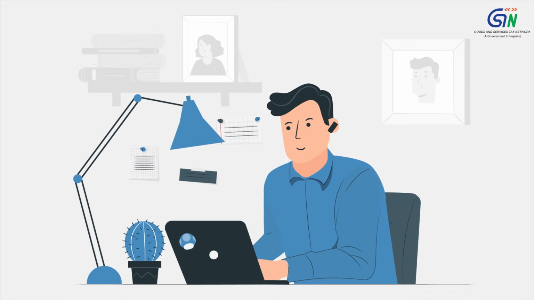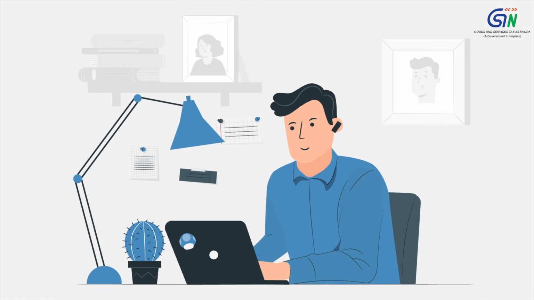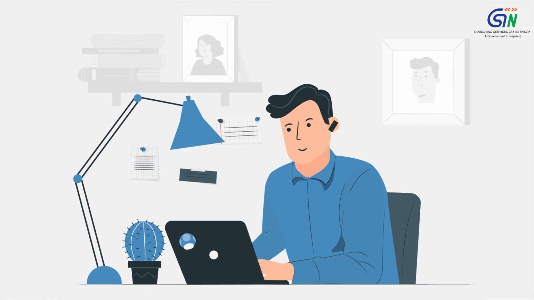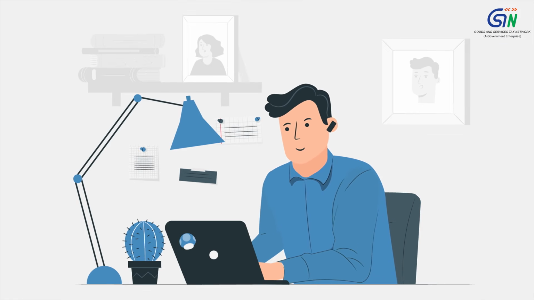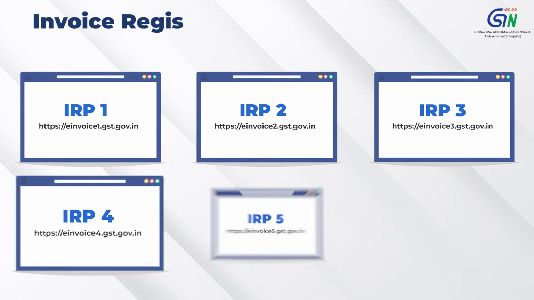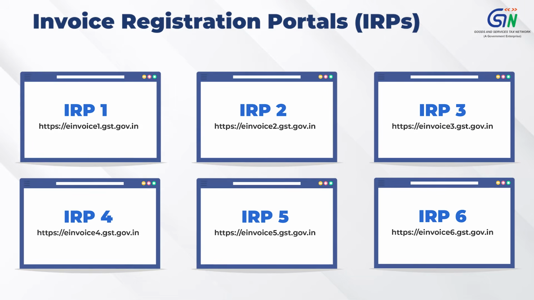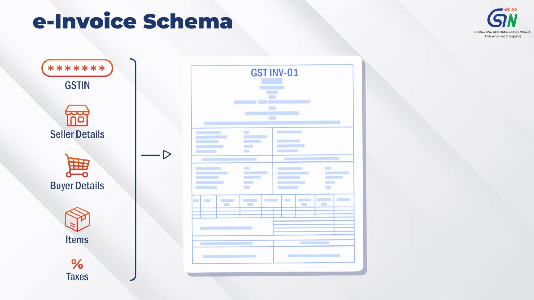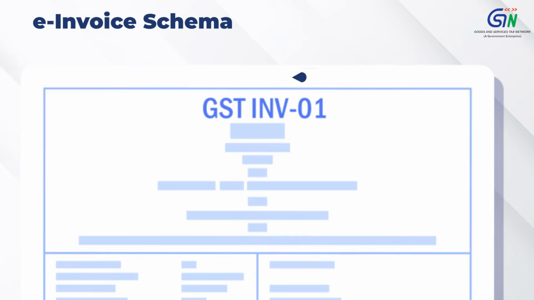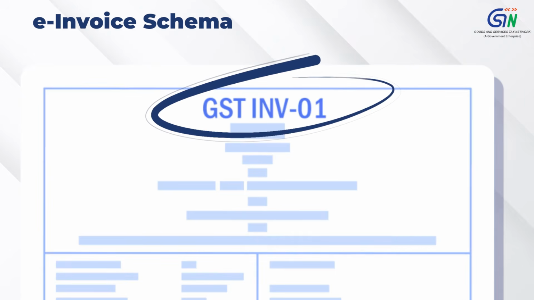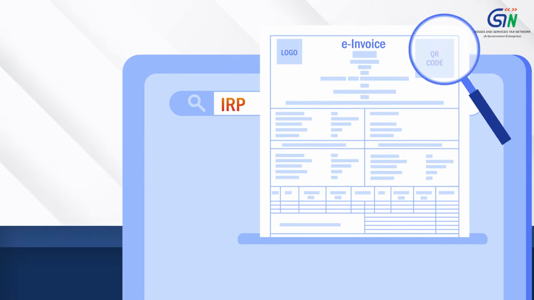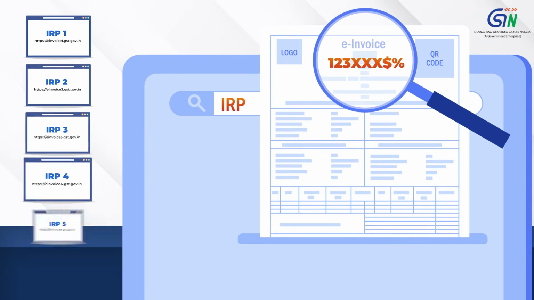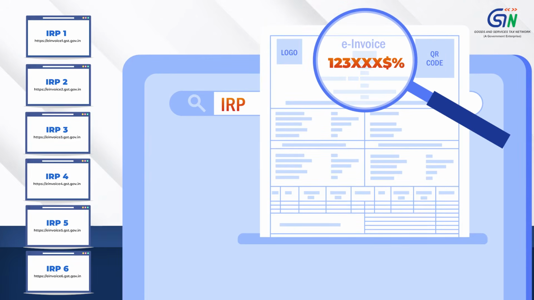In e-invoicing, taxpayers continue to create their GST invoices on their own accounting, billing, or ERP systems. These invoices are reported to any of the 6 authorized invoice registration portals in a standard format called Schema and notified as Form GST Invoice 1, and generating invoice reference numbers on any of these portals is free of charge.